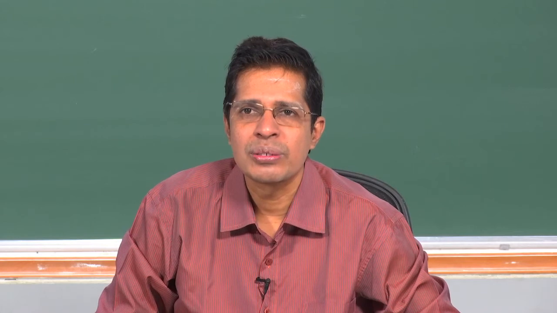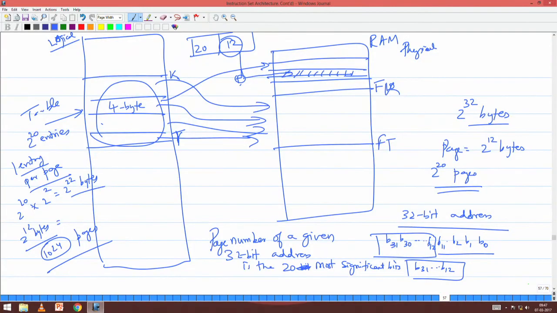Are you able to follow? Okay, good. Now just finishing this, I have this in the RAM. So as a CPU I generate a 32-bit address. I take that 20-bit, index into this table. So somewhere some table should store the start address of this.